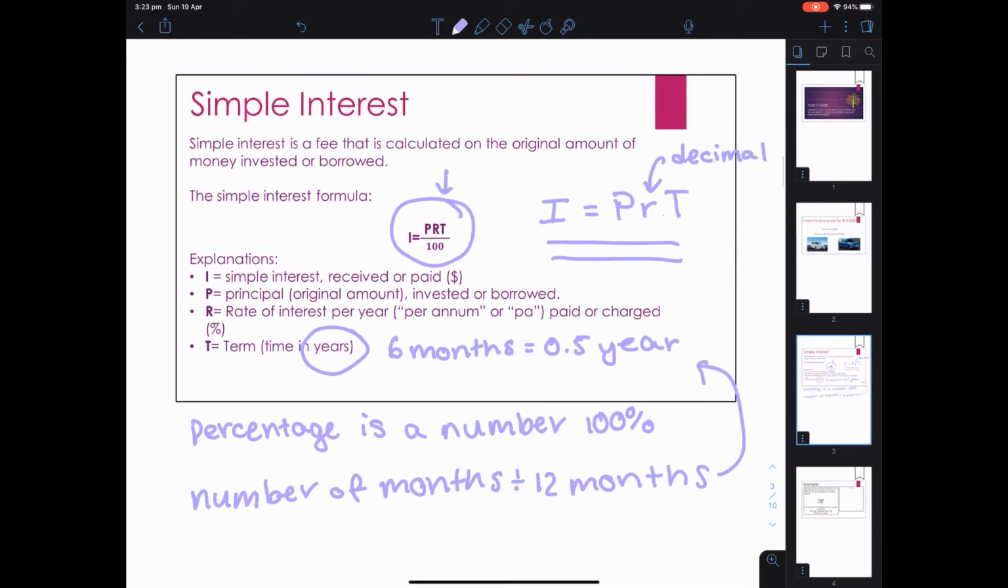Alright, so that's our rule. Make sure you've got that rule written down somewhere, because we're going to be using this quite a bit when we're looking at our simple interest, because it's quite an important rule.